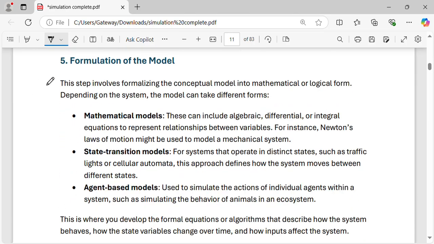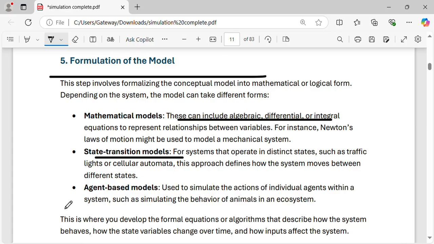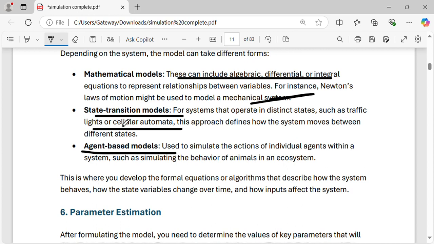And then we are going to formulate our model. We can do it with mathematical or state transition models or agent-based models. You can even read about Newton's laws of motion, which we use to represent mechanical systems, traffic lights, or cellular automata. Yeah, this one, read this. State transition models are for systems that operate in distinct states, such as traffic lights or cellular automata. This approach defines how the system moves between different states. Agent-based models are used to simulate the actions of individual agents within a system.